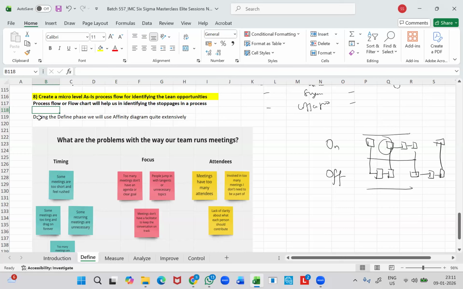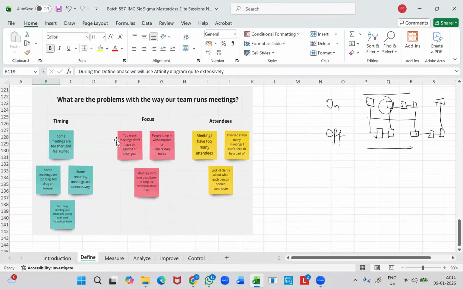And one more important thing to be noted is during the define phase, we will use a tool called affinity diagram quite extensively. So what is this affinity diagram? As the name itself suggests, it's all about grouping of the elements with similar characteristics under a particular category. So this is a simple affinity diagram that is displayed here.